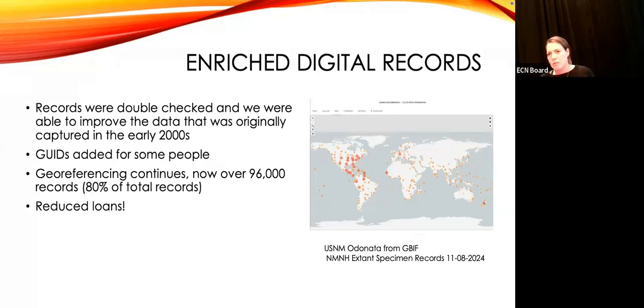Since we had fully imaged specimens, we were able to enrich the digital records. So now we have a picture of the data. We're able to double check some specimens that may have had fuzzy data or showed up on other sites as possibly a locality mismatch. And we were able to really enrich and delve into that data that was originally collected in the early 2000s.